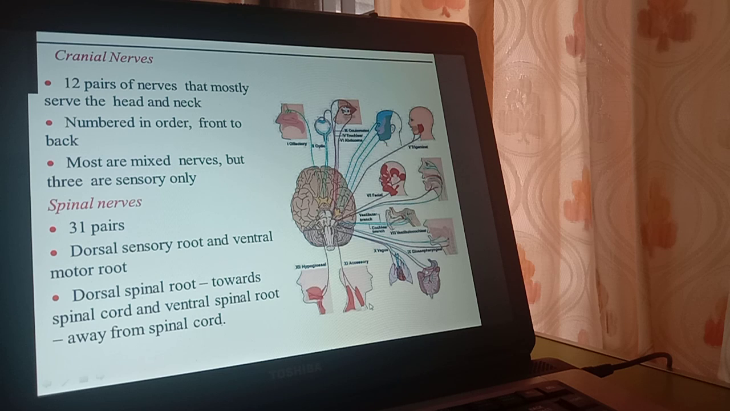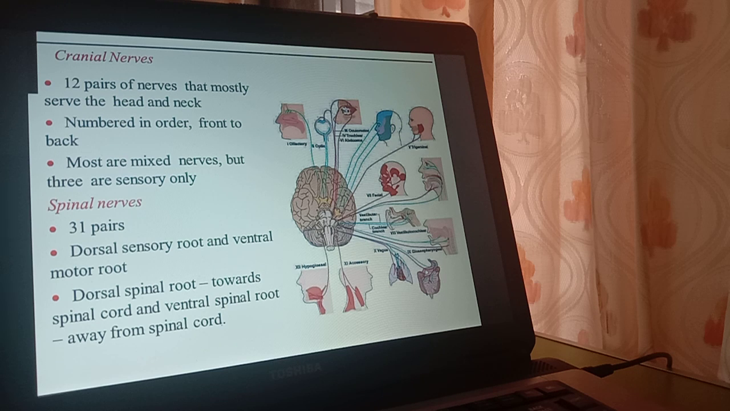The cranial nerves. There are 12 pairs of cranial nerves that mostly supply the head and the neck, and they are numbered in order from front to back. Most of them are mixed nerves, but 3 are sensory only. So you have sensory nerves, motor nerves, and then mixed nerves. Most of them are mixed nerves, but there are 3 which are only sensory. So there are 12 pairs of cranial nerves.